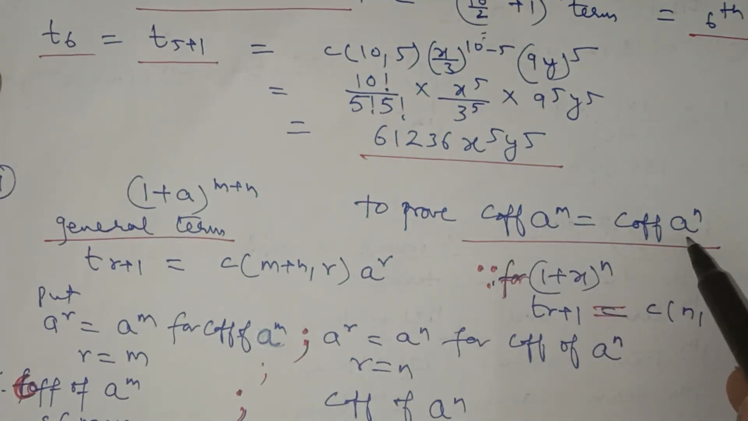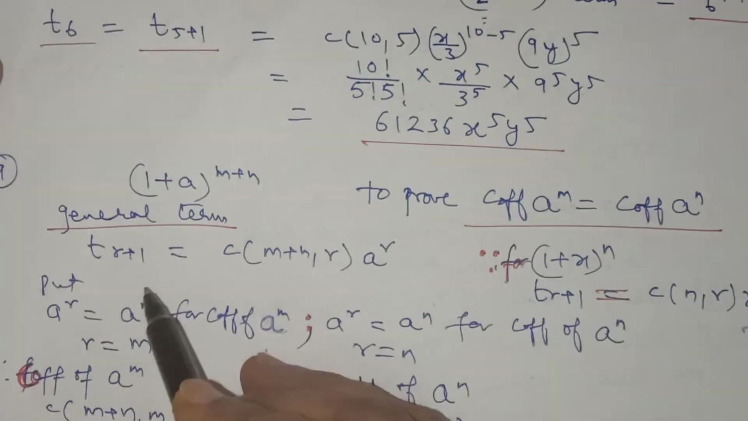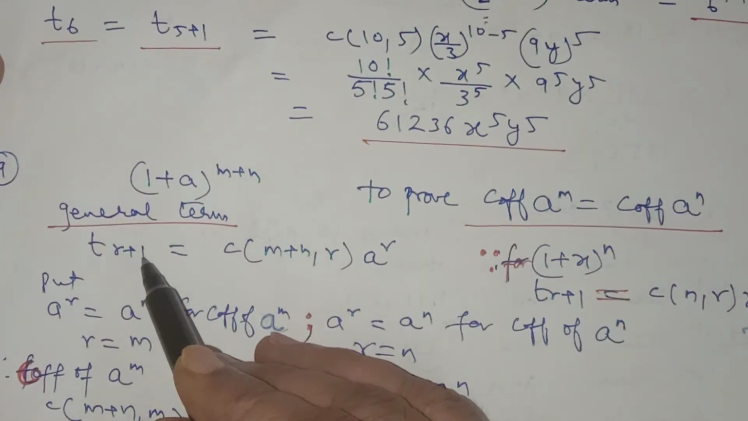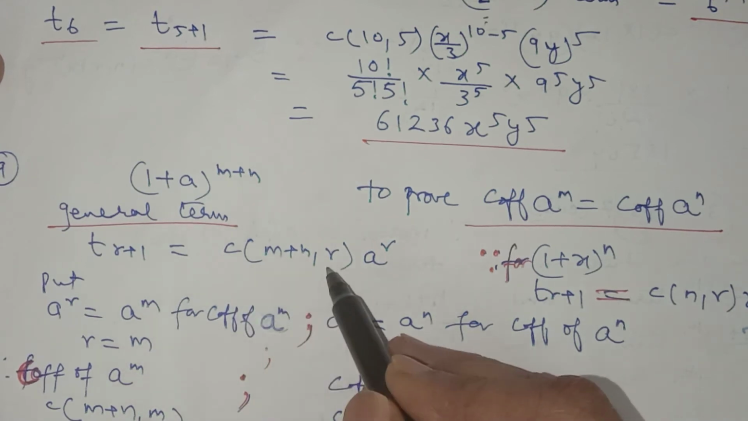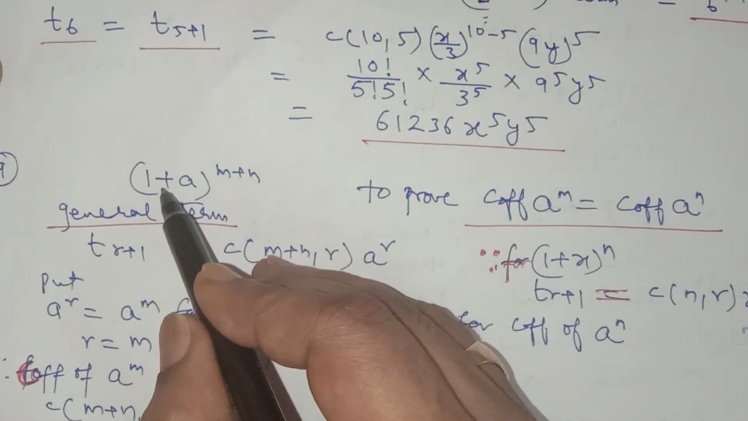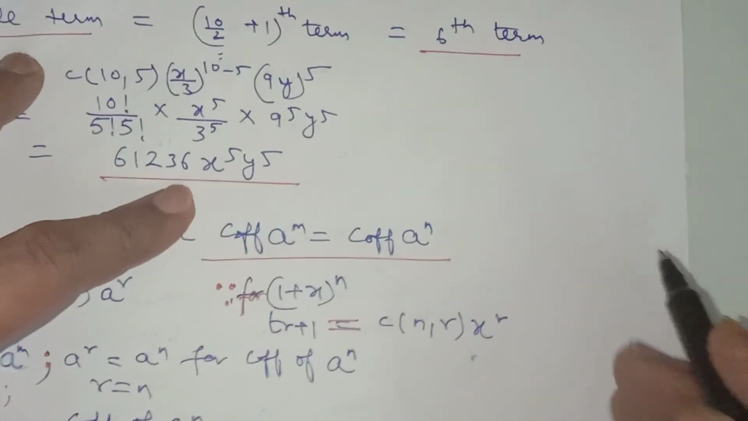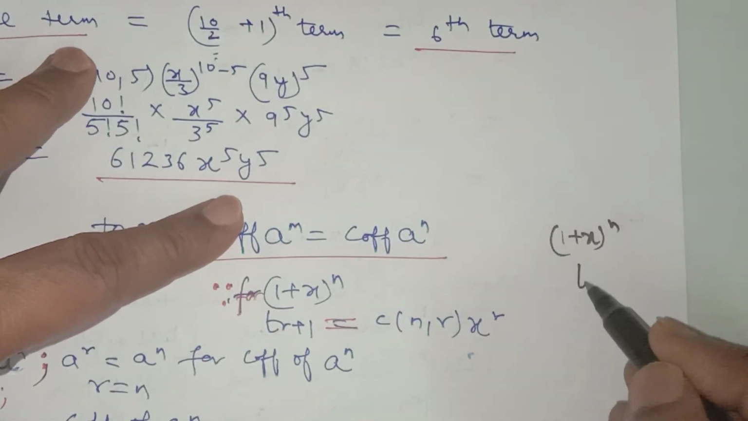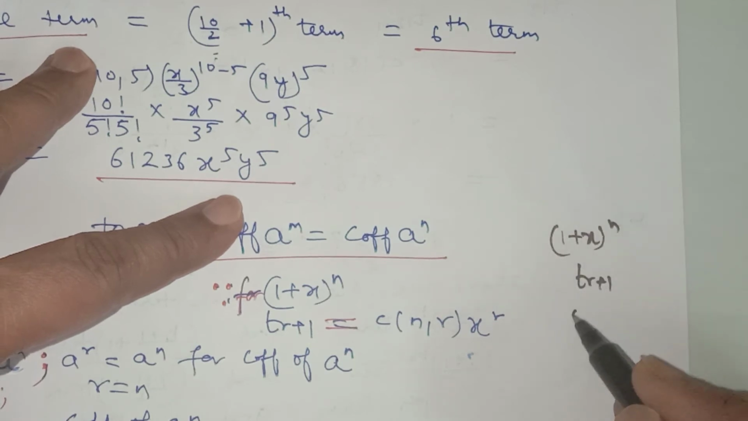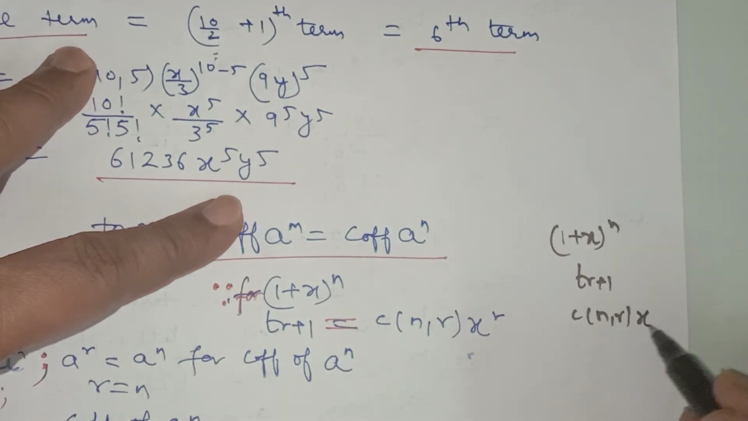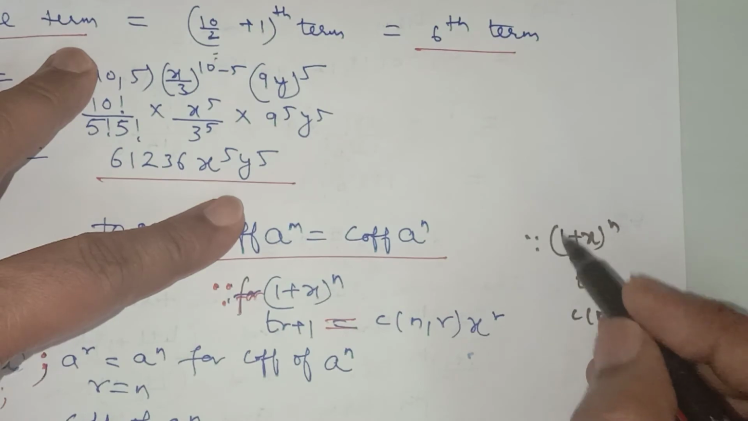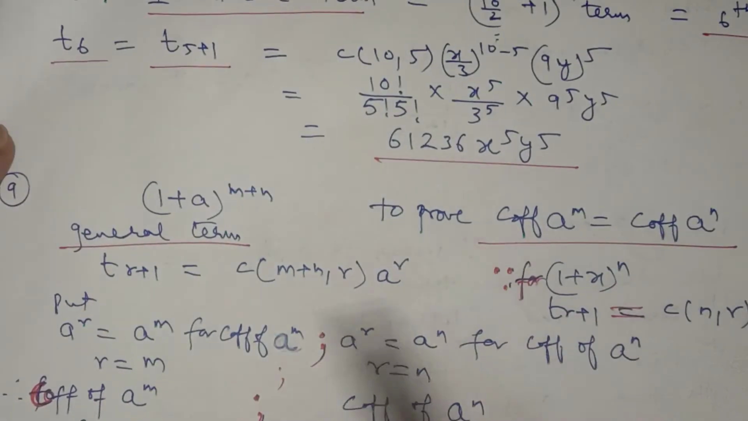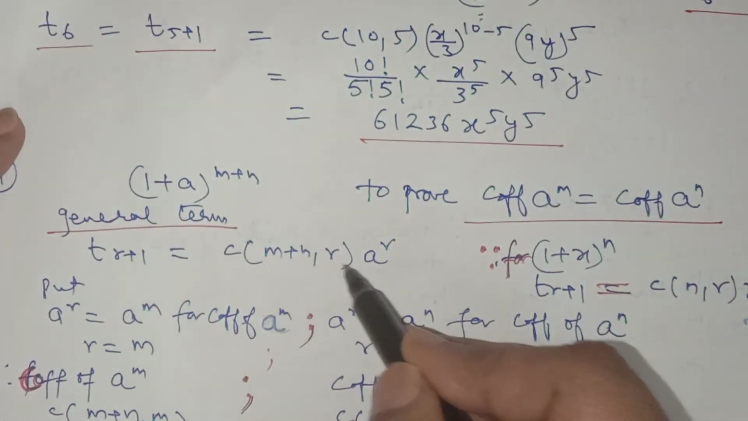So whenever you have to find the coefficient of any term, you have to always find its general term. The general term is t r plus 1, which is equal to combination of n r, x raised to power r, when the binomial is 1 plus x raised to power n. So we have in place of n, m plus n, r, a raised to power r.